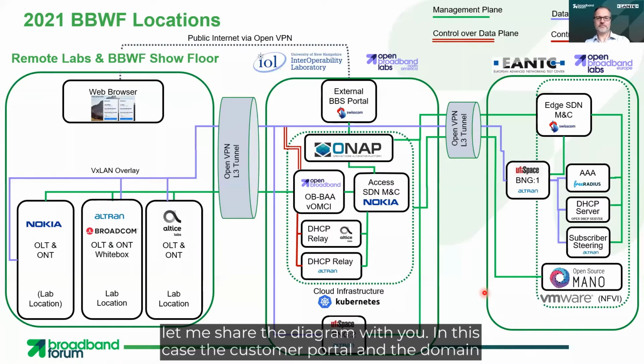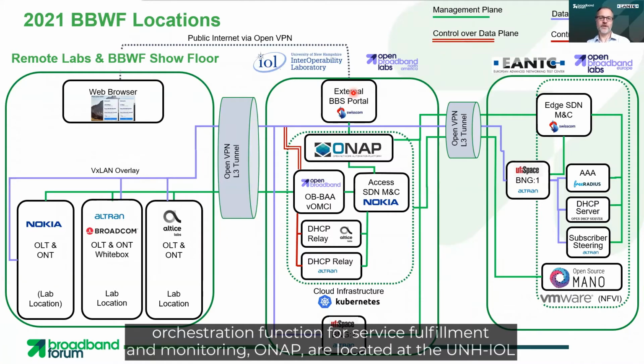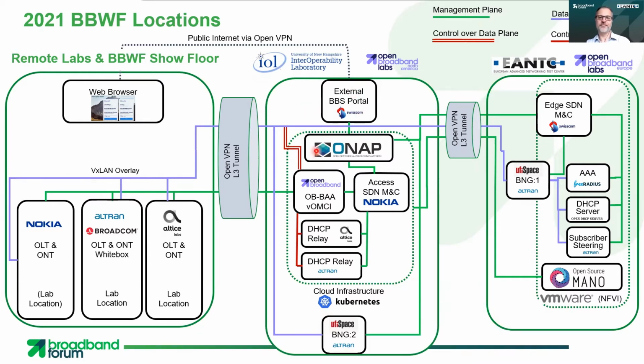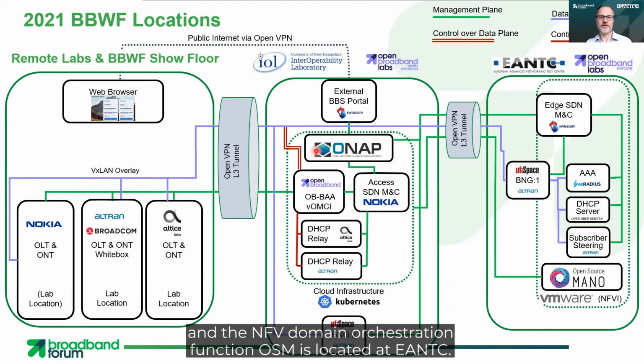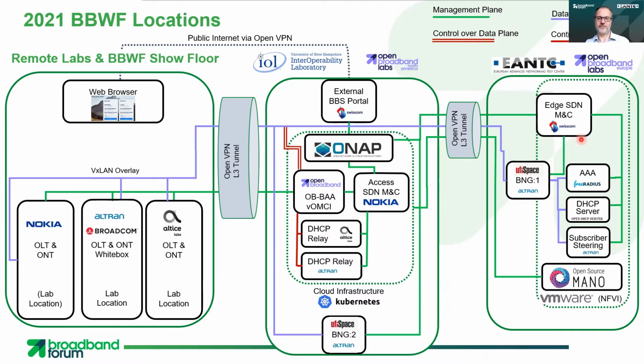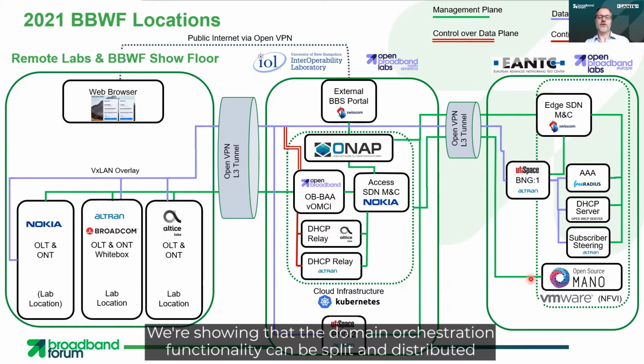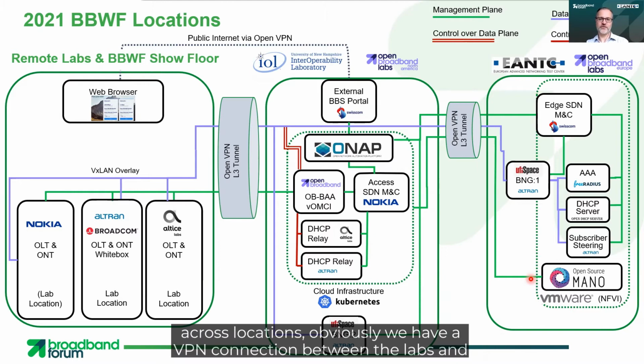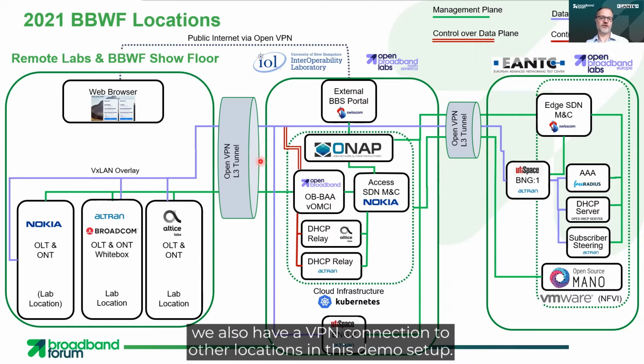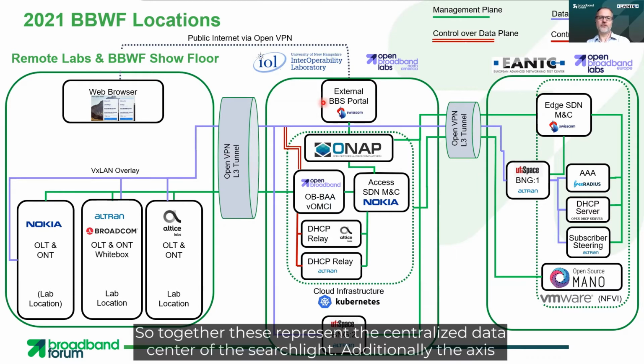In this case, the customer portal and the domain orchestration function for service fulfillment and monitoring, ONAP, are located at the UNH-IOL. And the NFV domain orchestration function, OSM, is located at EANTC. We're showing that the domain orchestration functionality can be split and distributed across the locations. Obviously, we have a VPN connection between the labs, and we also have a VPN connection to other locations in this demo setup. So together, these represent the centralized data center of the service provider.